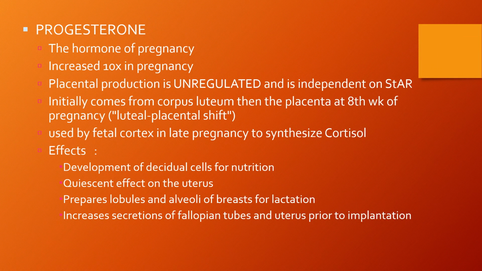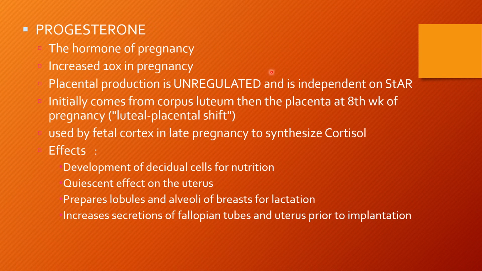Now, let's talk about progesterone. Okay, so progesterone is actually the hormone of pregnancy. It increases around 10 times during pregnancy, and placental production is usually unregulated. It's independent of your StAR. It usually comes from your corpus luteum, then the placenta at the 8th week of pregnancy. So there is what we call your luteal placental shift. From the corpus luteum, which later on degenerates, the placenta takes over, and it is used by the fetal cortex in late pregnancy to synthesize cortisol.